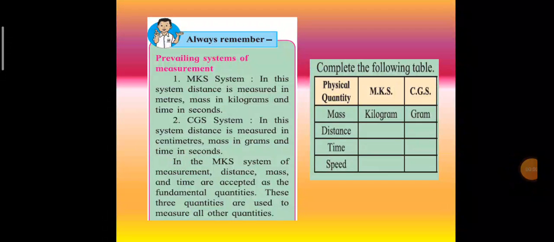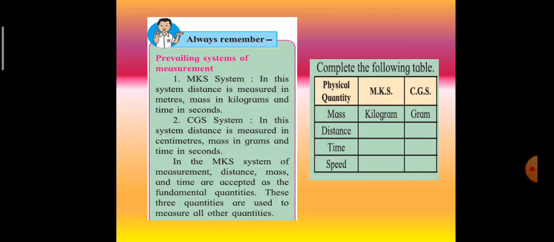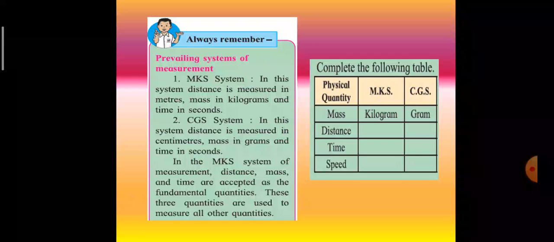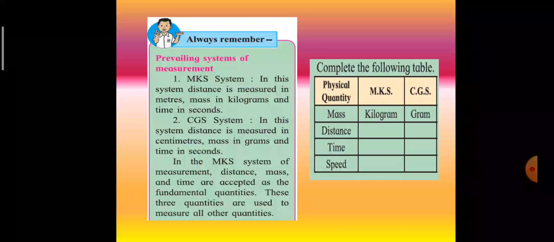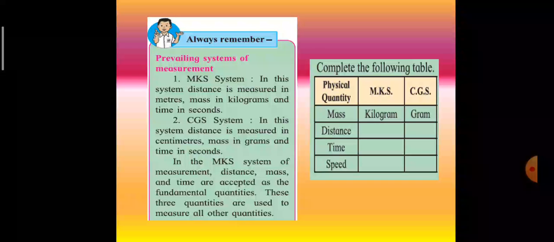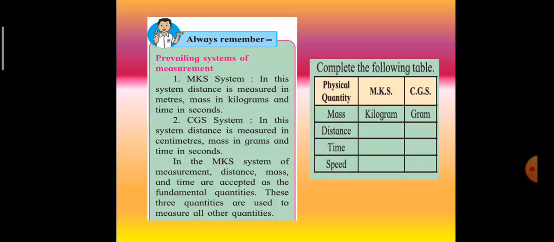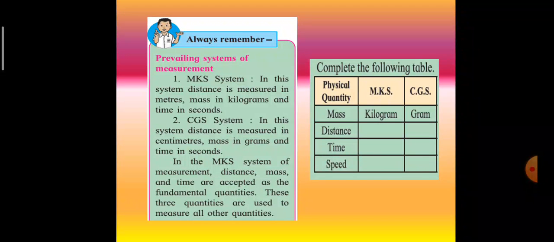Always remember prevailing systems of measurement. MKS system. In this system, distance is measured in meters, mass in kilograms, that is K, and time in seconds, S. CGS system. In this system, distance is measured in centimeters, C, mass, M, in grams, and time, T, in seconds, S. In the MKS system of measurement, distance, mass, and time are accepted as the fundamental quantities. These three quantities are used to measure all the other quantities.